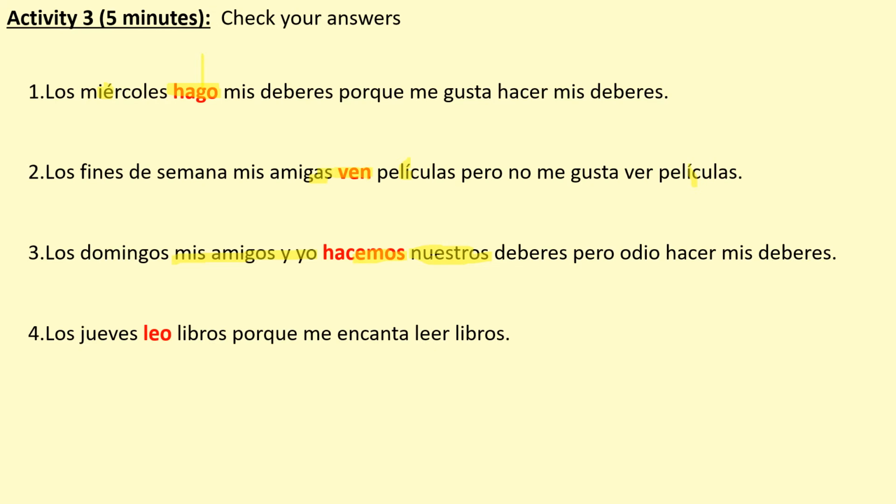Número 4. Los jueves leo libros porque me encanta leer libros. So this time I said I read, therefore you wanted the first person singular, the yo form to say I, so it should have ended in O.